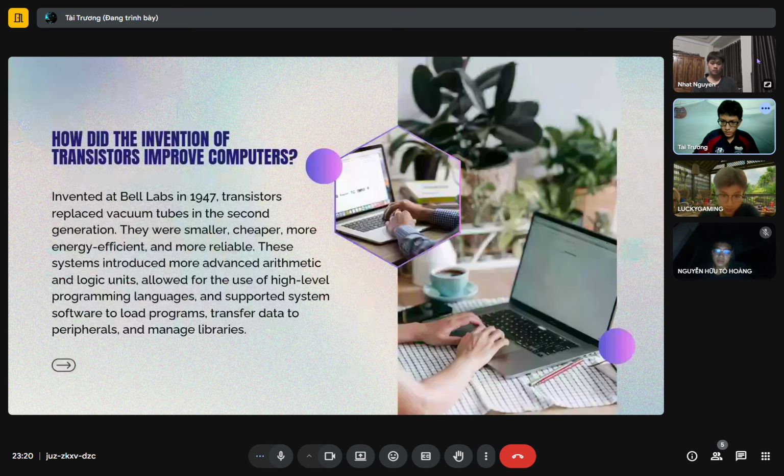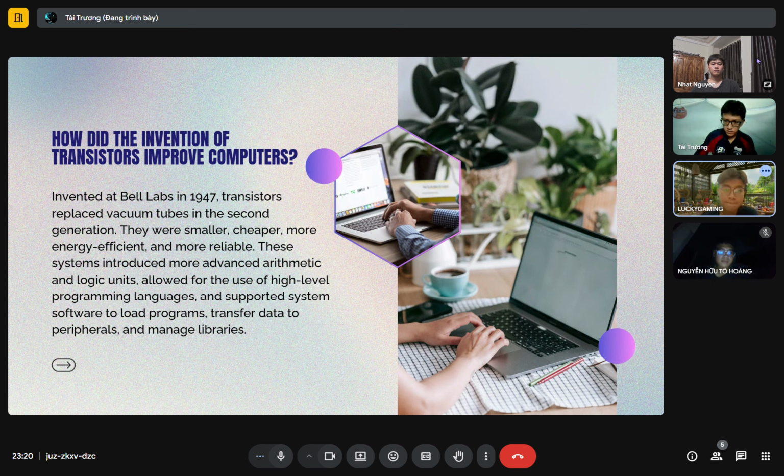And how did the invention of the transistor improve computers? Invented at Bell Labs in 1947, transistors replaced vacuum tubes in the second generation. They were smaller, cheaper, more energy efficient, and more reliable. These systems introduced more advanced arithmetic and logic units, allowed the use of high-level programming languages, and supported system software to load programs, transfer data to peripherals, and manage libraries.